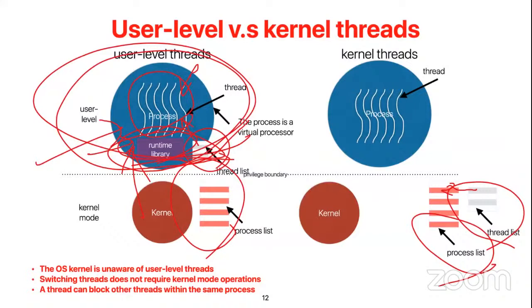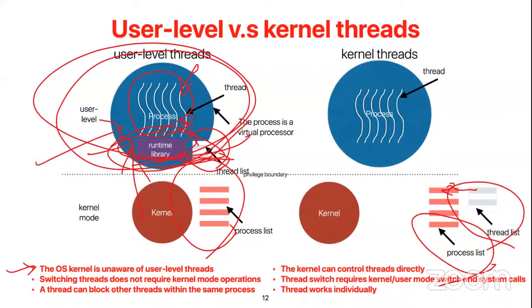In contrast to user level threads, where the operating system kernel is unaware of the threads, with kernel threads the kernel can control each one's scheduling directly. However, it also means that whenever you want to change what is running on your processor, it has to go through the kernel handler or the system call. And because each thread is a scheduling entity, they work individually.